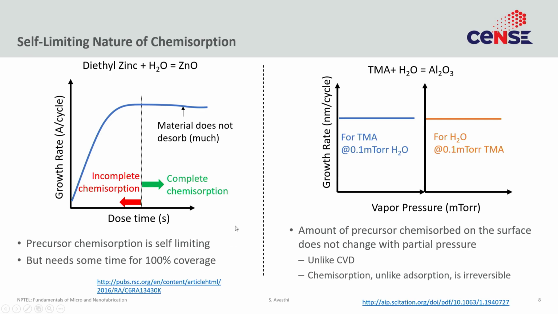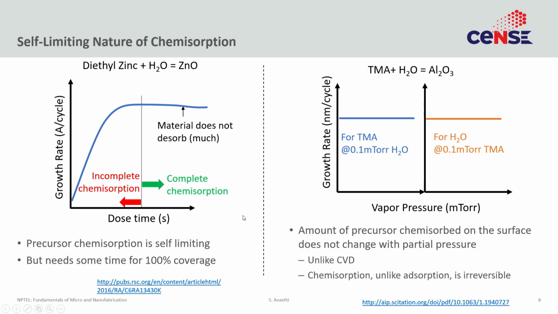Now the second thing to understand about chemisorption is its dependence on partial pressure. If you remember the CVD lecture, we continuously talked about how partial pressure is one of the key parameters to control the growth rate in CVD. No matter what regime you are in, no matter what type of reactor you have, partial pressure will always change the growth rate inside. ALD is very different because the reaction is irreversible.